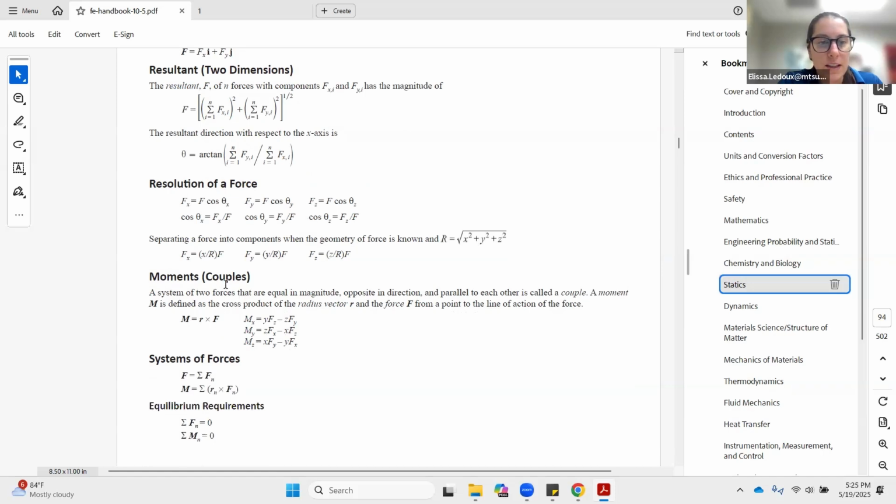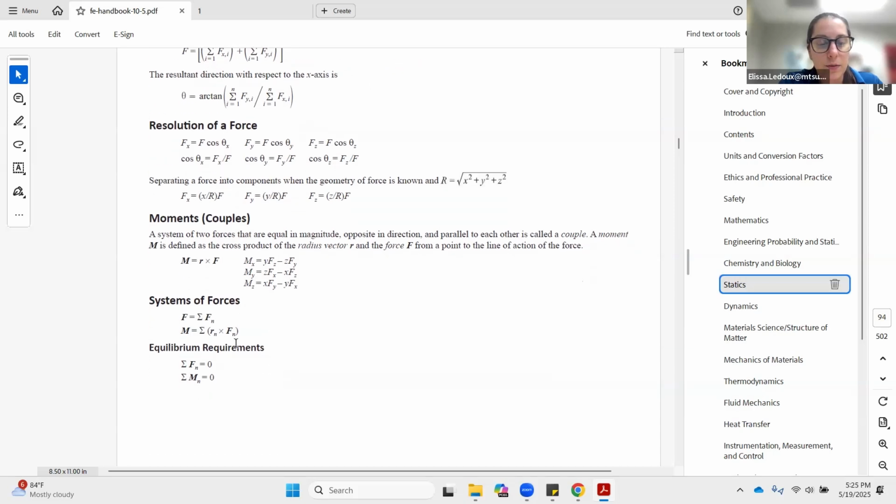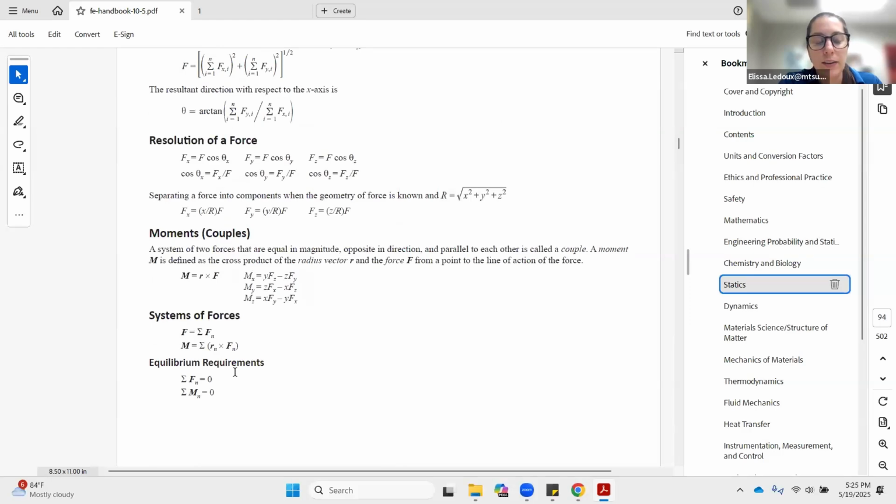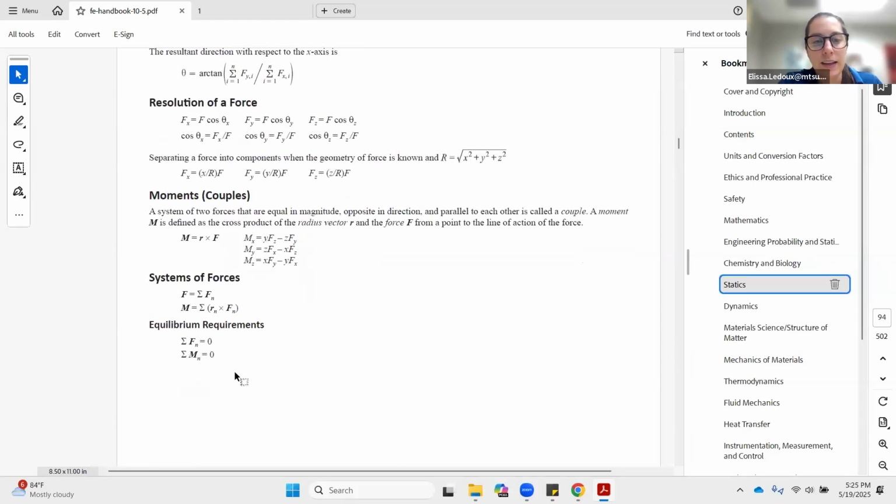To find the resolution, that's basically breaking a force into its vector components, so sine and cosine. And then the moments. The moment is the same as a torque, and that is R cross F, where R is the radius vector from the pivot point, and F is the force. You can work out the cross product, or you can use these formulas if your moment is only in one particular direction. And systems of forces. Because the forces and moments are vectors, you can add the i's, add the j's, and add the k's like that.